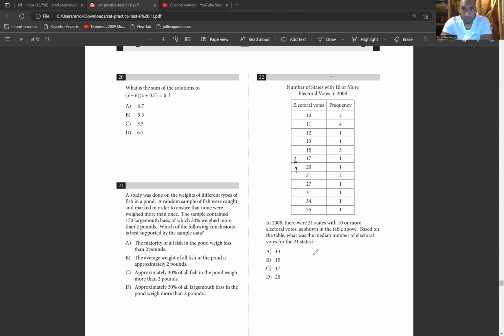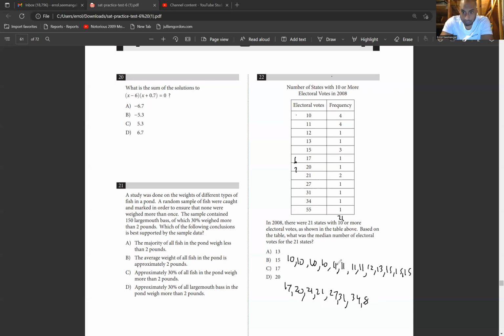I mean, we could write them all out. How many frequencies is there total? 8, 9, 10, 13, 14, 15, 17. 1, 2, 3, 4, 21. 10, 10, 10. 4 11s. 1, 12, 1, 13, 1, 12, 1, 13. 3 15s. 15, 15, 15. 1, 17. 20. 2 21s. 1 27. 1 31. 34. 55.